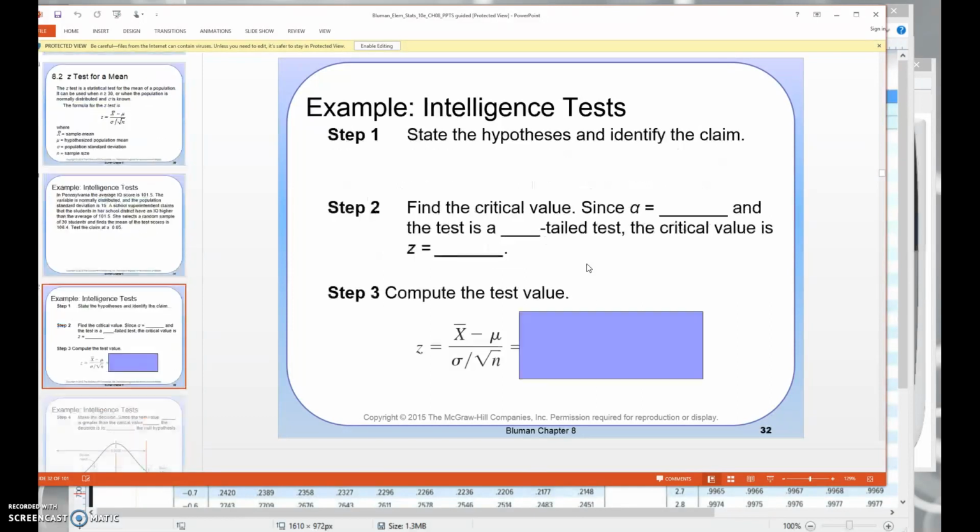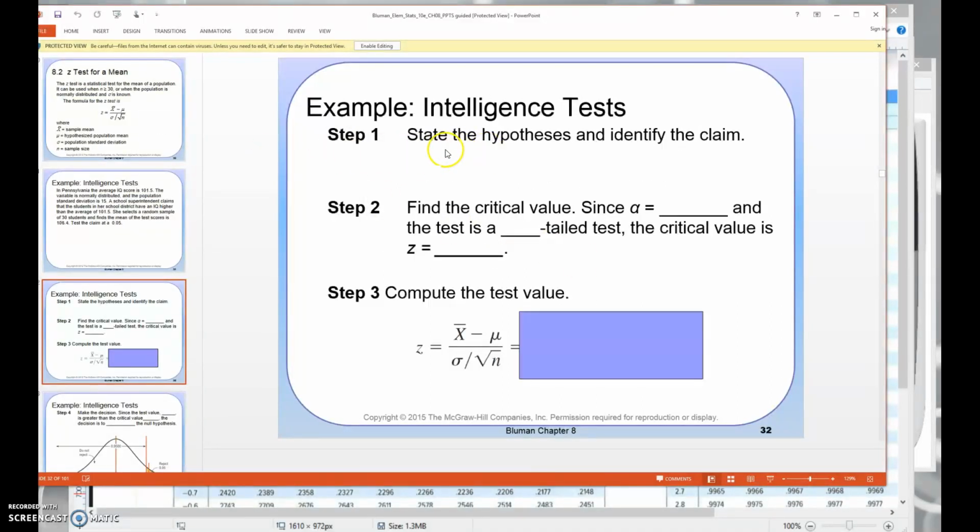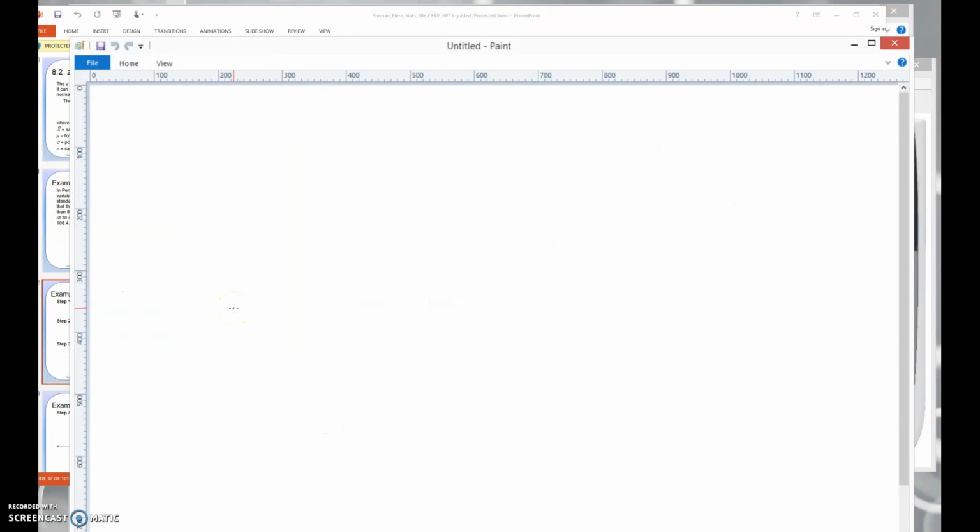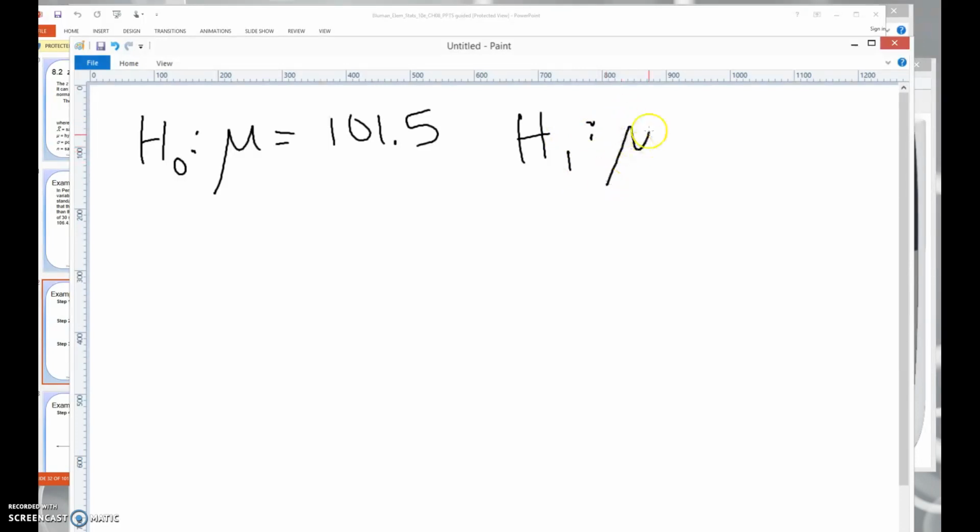of this puzzle. All right, now the first step that we need to do is to state the hypotheses and identify the claim. In order to do that, we need to say, okay, so the null hypothesis, we go H sub 0, is our mean, and they said that the population mean was 101.5. Okay, so that is our null hypothesis. Now the alternative one is that she's saying her students are better, have a higher IQ. So her claim is that it's greater than the 101.5. This is what the superintendent is saying, so that is where we identify the claim.